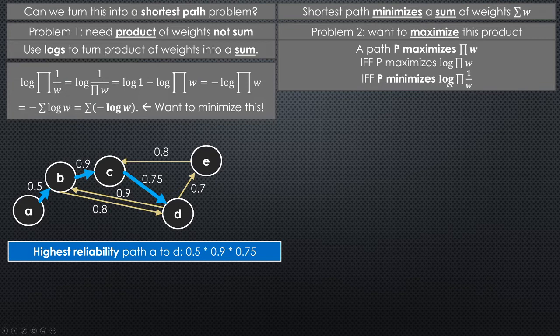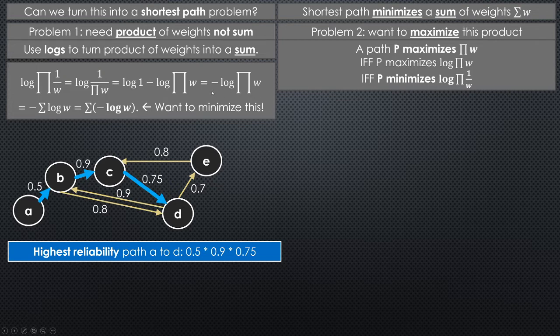Okay, so how do we minimize log of the product of 1 over w? Well, log of the product of 1 over w is log of 1 over the product of w. Why is that true? We can just move the product down here because the product of 1 over 2 times 1 over 3 is 1 over 2 times 3, right? That's what we're doing here. And then the log of the quotient of two things is the log of the numerator minus the log of the denominator, so we get this expression. And log 1 is just 0, so that disappears. So we just get negative log of the product of w.